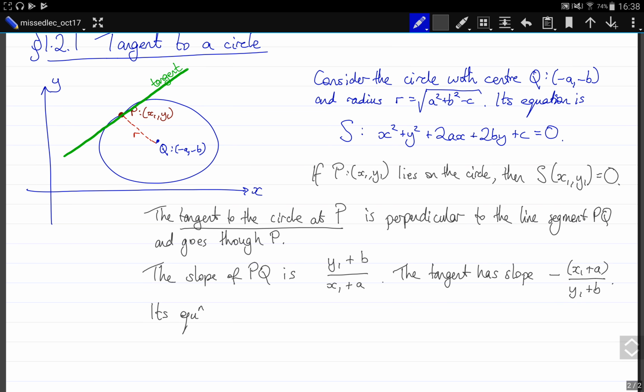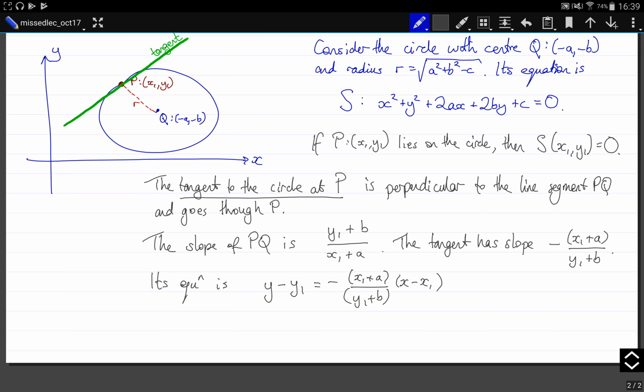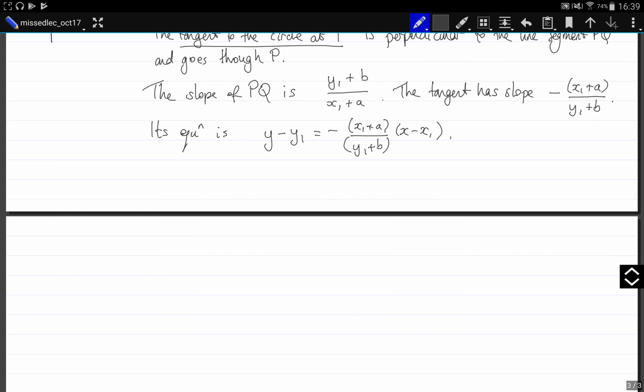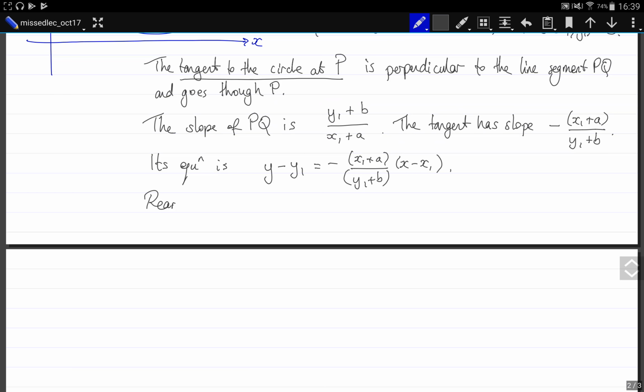So the equation of the tangent, well, it must go through y1, it must have slope as given there, and it must go through the x-coordinate x1. So we just need to rearrange that into general form. We're going to have x times x1 plus a, plus y times y1 plus b, plus a bunch of constants.